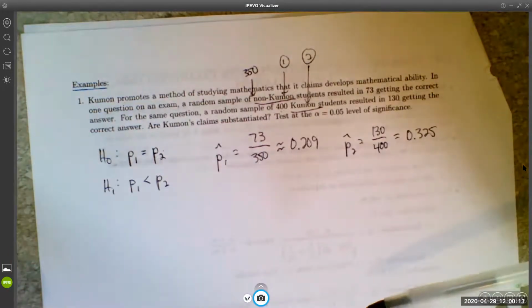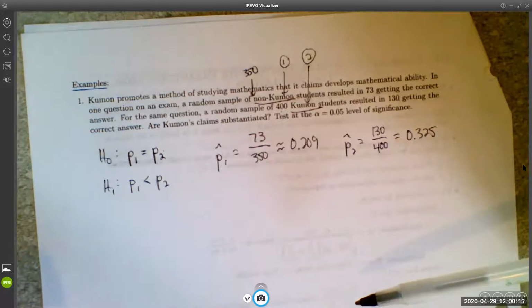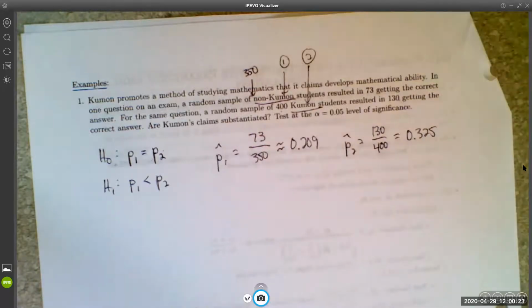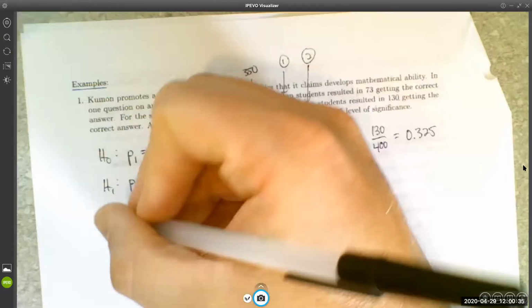It's not like they said, for every non-Kumon student, their cousin who was a Kumon student was chosen to be in the other sample or something like that. That's not what happened. They just randomly selected 350 non-Kumon students, and then they went out and randomly selected 400 Kumon students. So anyway, these are independent samples for sure.